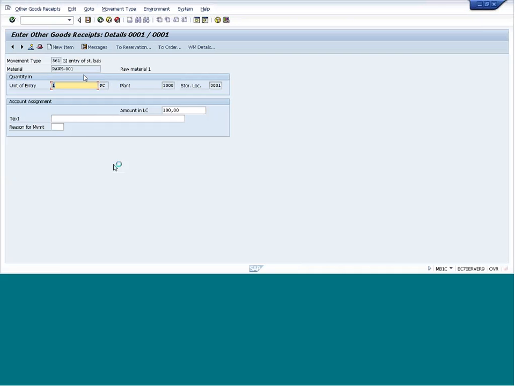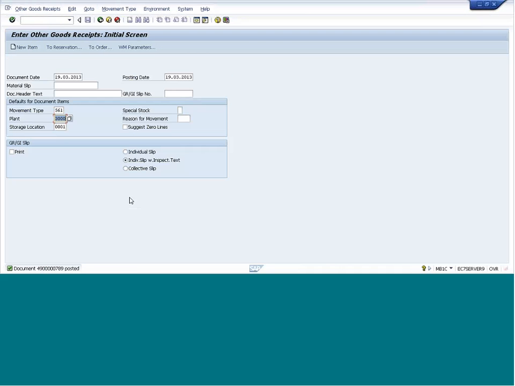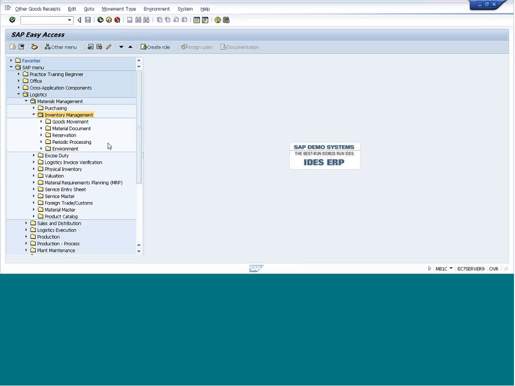So now what you have done is that one material you procured at $50, one material you procured at $100. Now you have the total stock of two quantities, and your moving average price should look like 150 over 2, so 75.